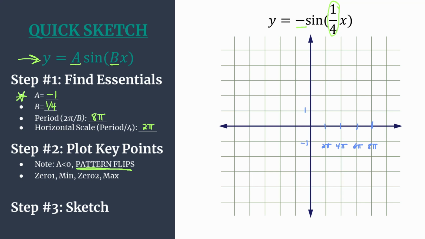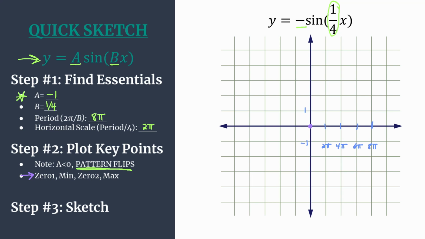Let's plot our key points. Remember, our pattern is flipped, and that's because of our negative value for a. Since a is less than 0, this indicates we have a vertical reflection, or just a flip over the x-axis. So our key points pattern will be 0, 1 starting at the origin, minimum, 0, 2, maximum. Remember, each of these key points will line up with the horizontal tick marks that we've already labeled. So it makes it really easy.